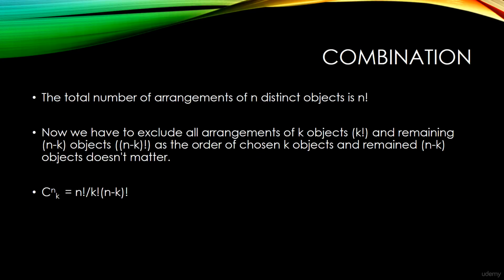A combination is an unordered collection of k objects taken from a set of n distinct objects. The number of ways we can choose k objects out of n distinct objects is denoted by nCk. Knowing how to find the number of arrangements of n distinct objects, we can easily find the formula for combination. The total number of arrangements of n distinct objects is n factorial. Now we have to exclude all arrangements of k chosen objects, k factorial, and of the remaining n minus k objects, n minus k factorial, as the order of chosen k objects and remaining n minus k objects does not matter. So nCk is equal to n factorial divided by k factorial into n minus k factorial.